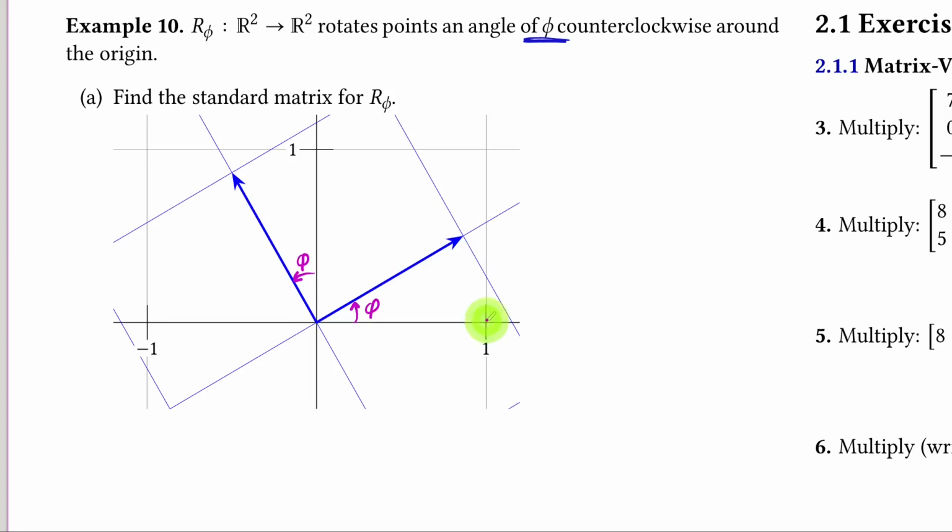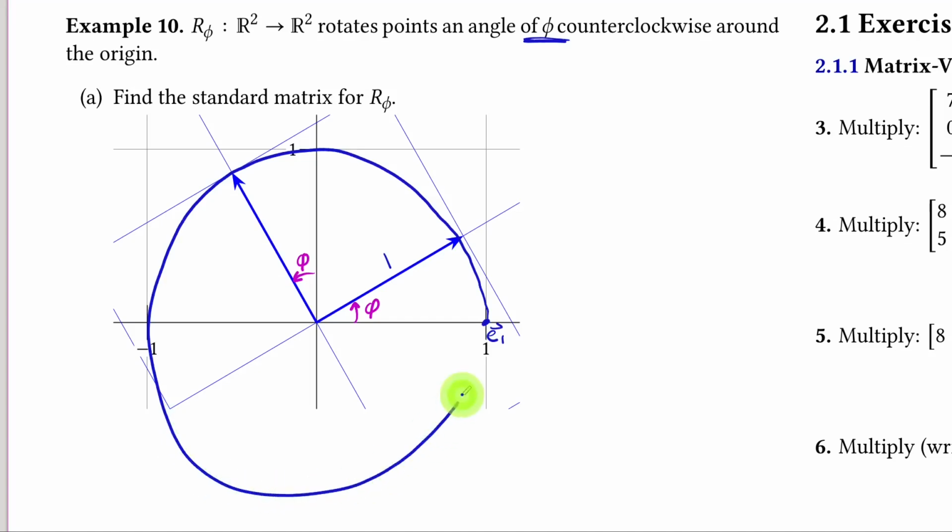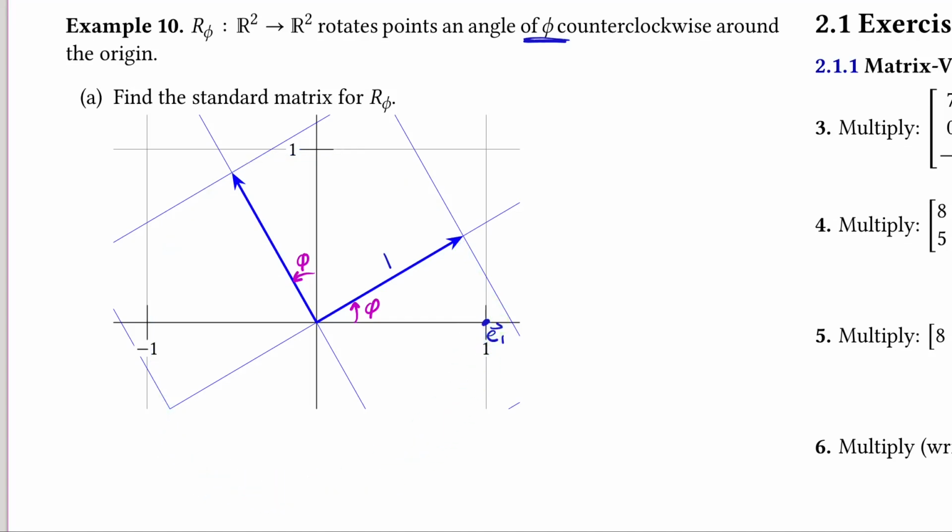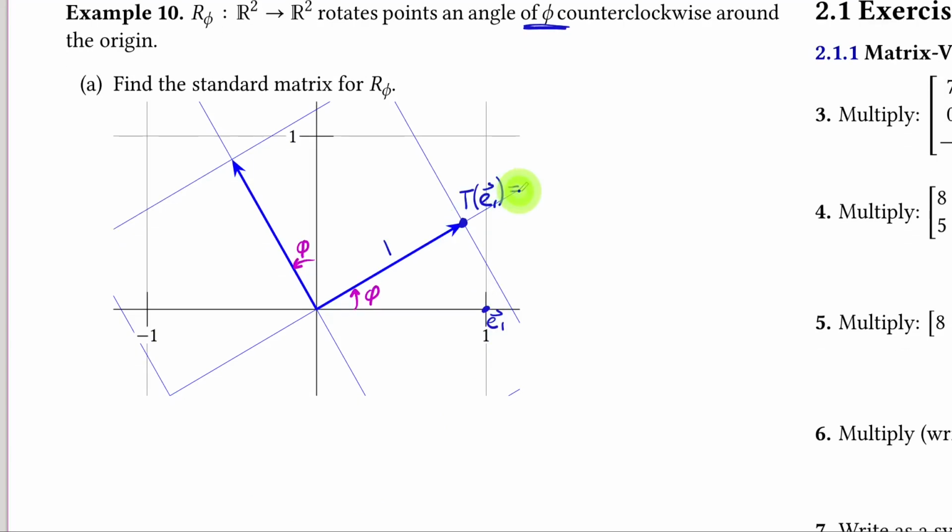This started from the point E1 here. And if you're just rotating it by an angle, the length of that arrow should still be 1. So this should be a point on the unit circle. Now, the point on the unit circle is the definition of sine and cosine. The x-coordinate here is the definition of cosine of phi, and the y-coordinate of this is the definition of sine of phi, like so.